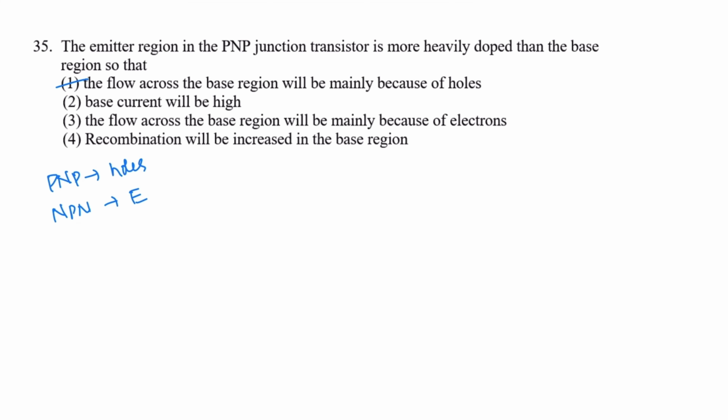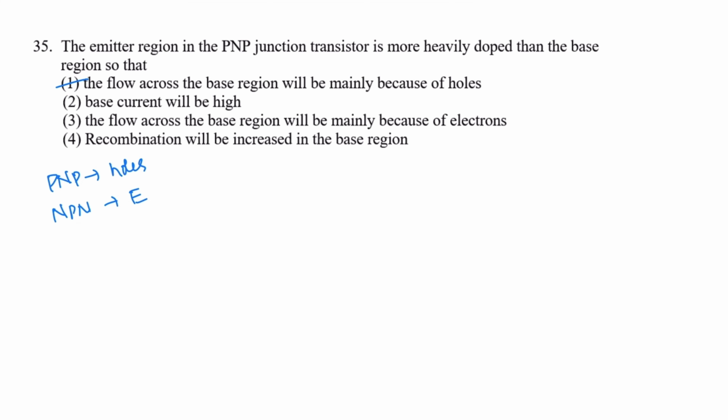For good transistor action, the emitter should be heavily doped in comparison with the base, and the base width is kept smaller. If the emitter is heavily doped, the base current will be negligible compared to the emitter current. The emitter is heavily doped so that it can provide a large number of carriers into the base, and the base is lightly doped and very thin, hence the majority of the charge carriers move into the collector.